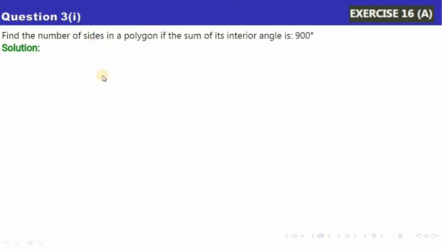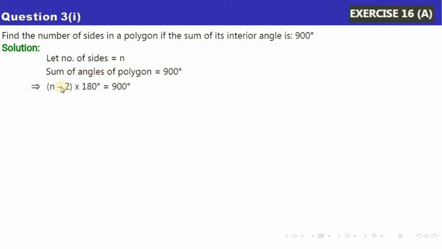Let's have one more question here. I'm taking 3, number 1. Find the number of sides in a polygon if the sum of the interior angles is 900 degrees. This time the sum of the interior angles is given, and you need to find how many sides there are in the polygon. So I'm taking the number of sides to be n, because we don't know its value, and we are expected to find n. The sum of the angles of the polygon is 900 degrees, and the formula is (n minus 2) into 180 degrees, equal to 900 degrees.